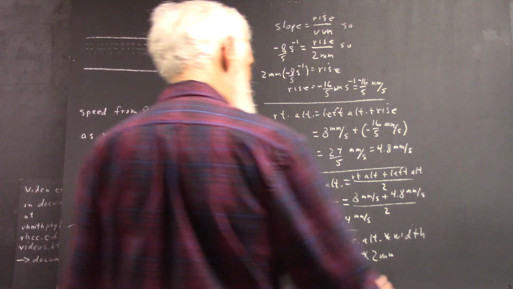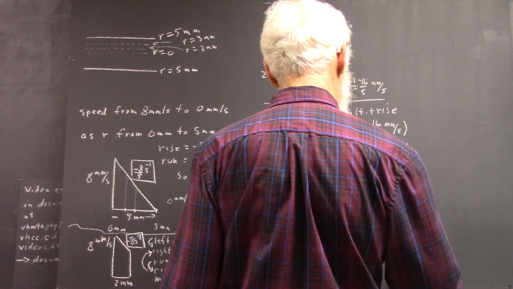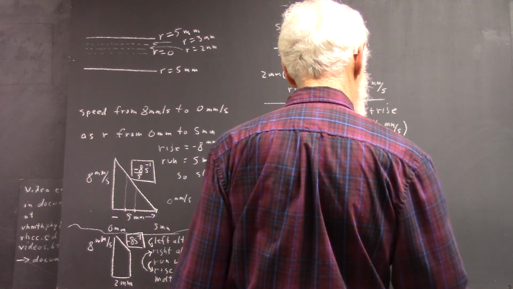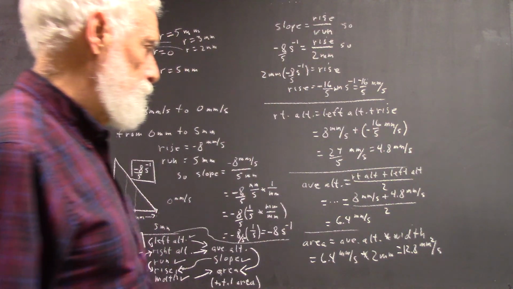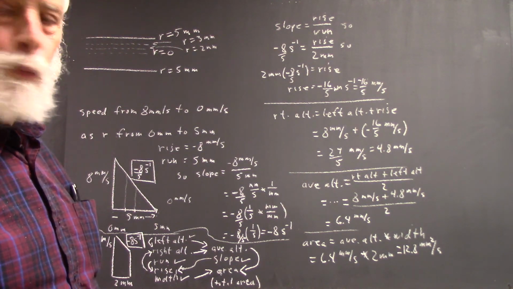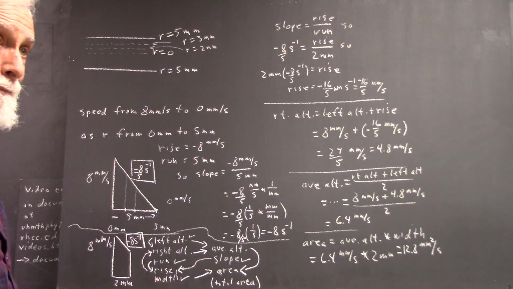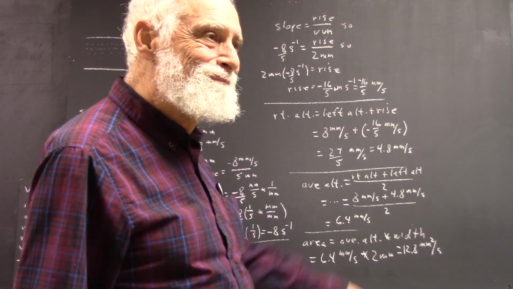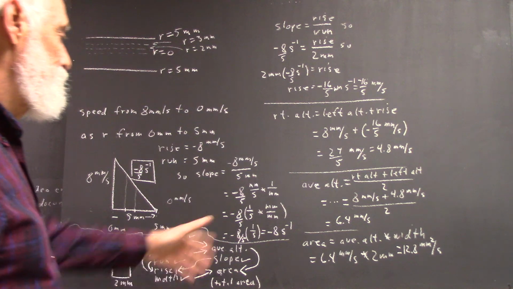And we're getting 12.8 millimeters squared per second, which is kind of weird. Okay? So, what is the meaning of all this? I'll tell you in advance, this doesn't have much of a meaning. Okay? And we'll see why.